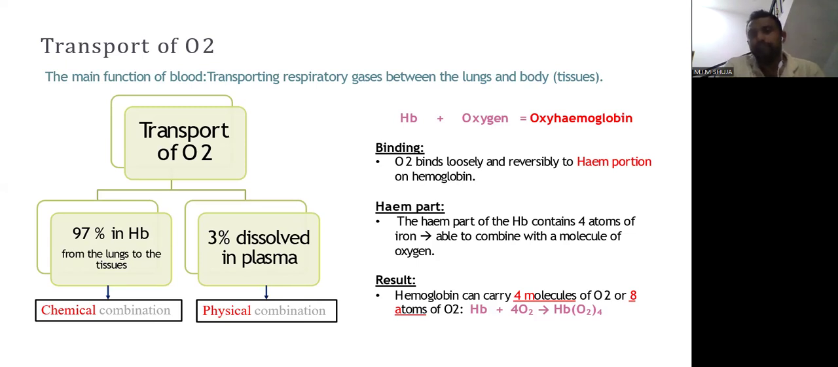Oxygen binds loosely and it is a reversible procedure. Because if oxygen binds too tightly, we cannot deliver it. So the binding is a kind of loose and it is reversible. Each molecule of heme carries 4 molecules of oxygen.